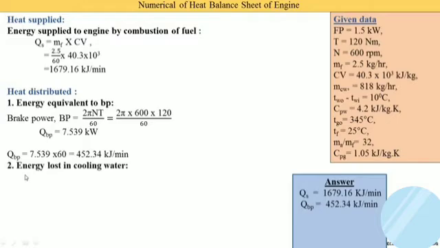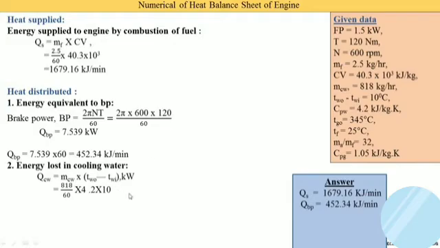Second is heat lost in the cooling water. Which equation is used? Heat lost is equal to mass into Cp into change in temperature. Here the Cp of water is not written, but we need to multiply it. Now the mass of the water is 818 kilojoule per hour, but we divided by 60 and it is converted into kilojoule per minute.